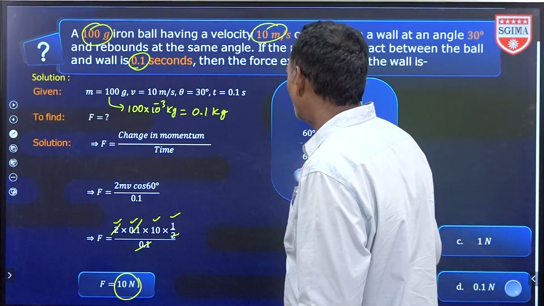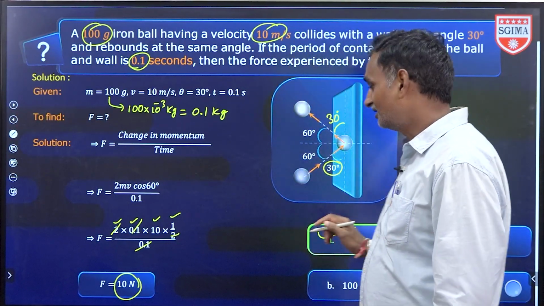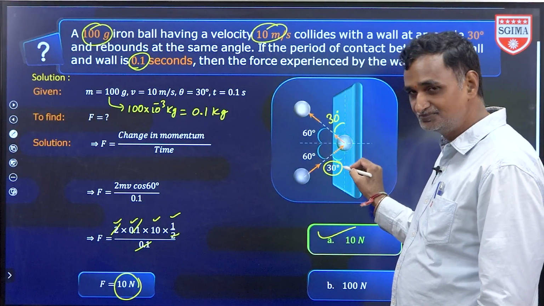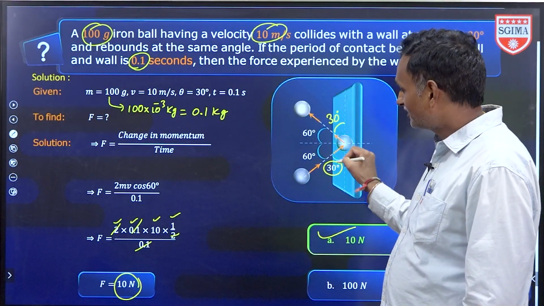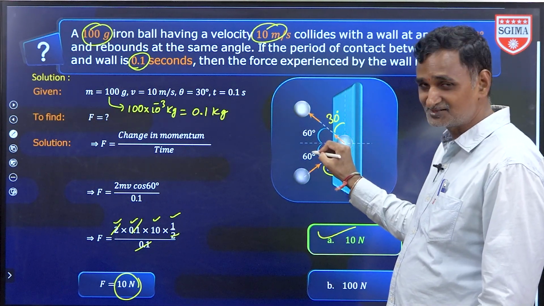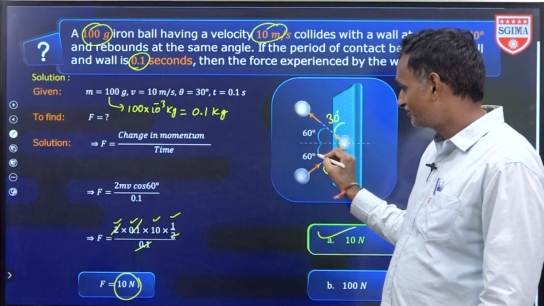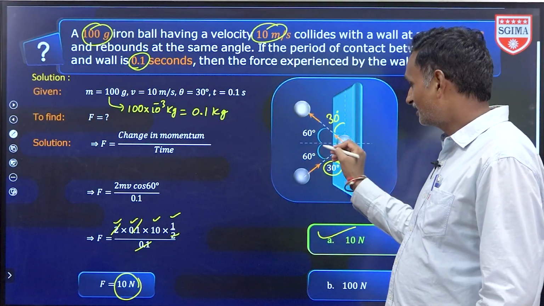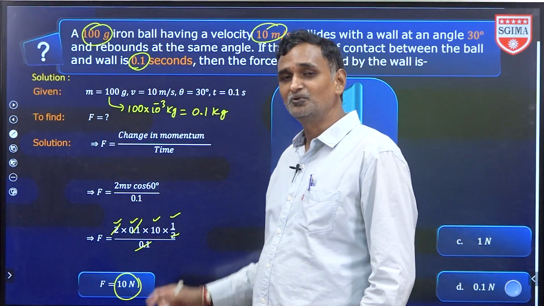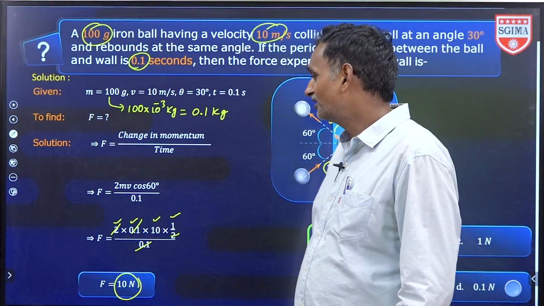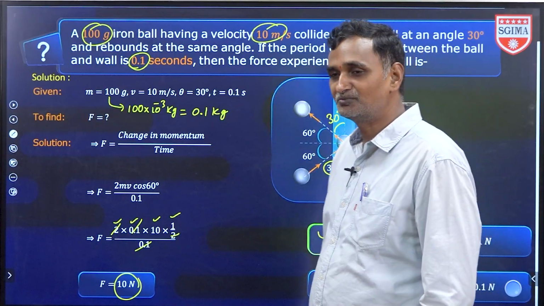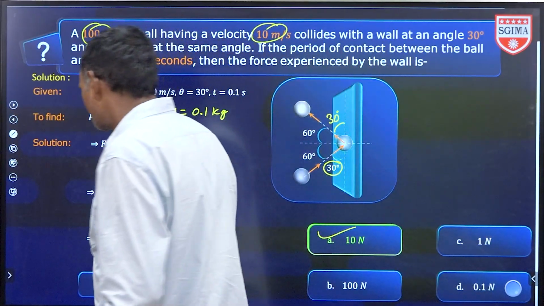So we have a chance to convert the angle. If they give the angle with the wall, then also no problem. You can convert, because here it becomes 90 degrees. If this is 30, then this is 60. I have given the proof for this. Whenever it makes an angle of 60 with the normal line, the momentum change is given by 2mv cos theta. So this is the way we can solve the question based on change in momentum.